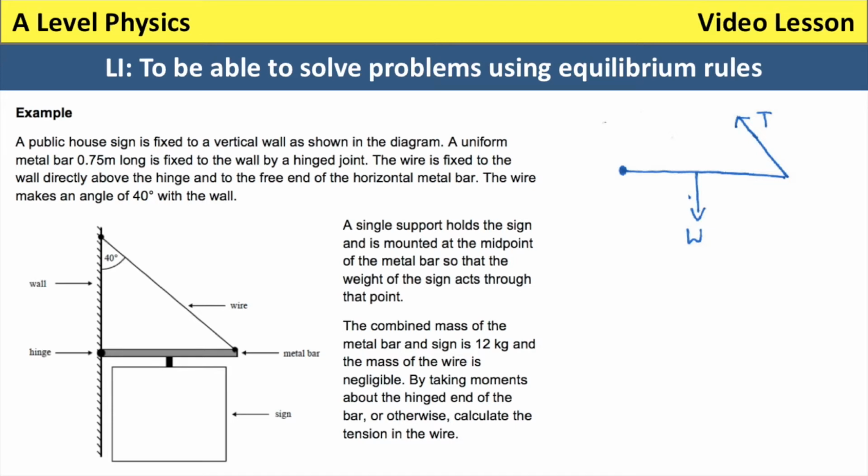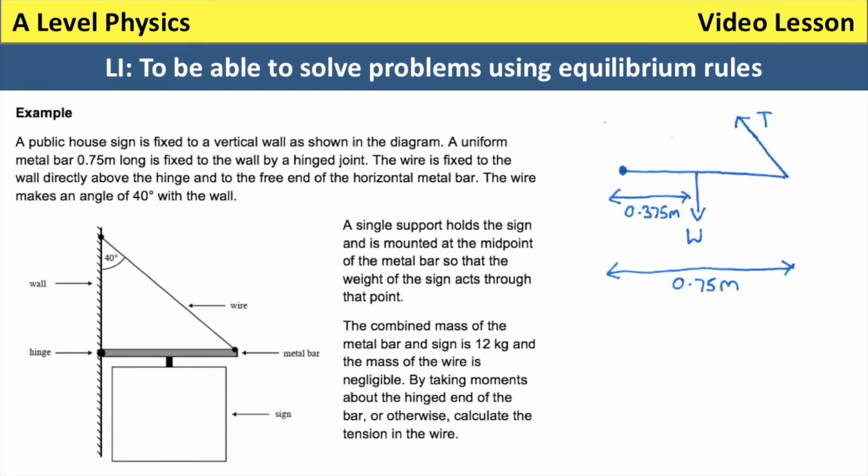The issue with that tension force though is that it is not at 90 degrees to the lever, and we will need to resolve that tension force to get the component that is at 90 degrees to it to see what size force is actually going to be causing an anti-clockwise moment. I'm going to label on that diagram the different distances that we have. So I know that the whole metal bar is 0.75 metres long, and so halving that I can say that the weight is 0.375 metres from the hinge.